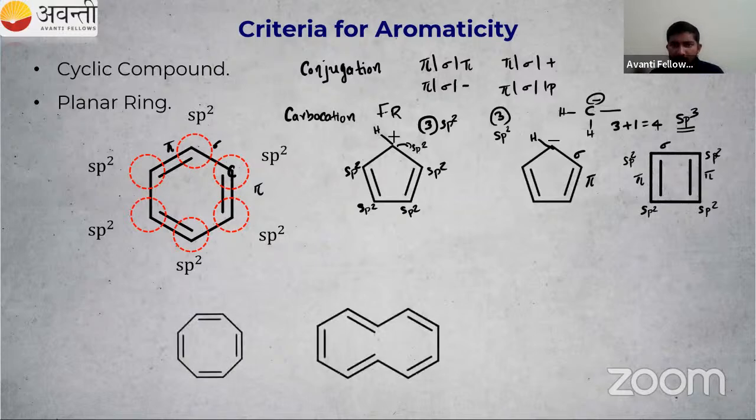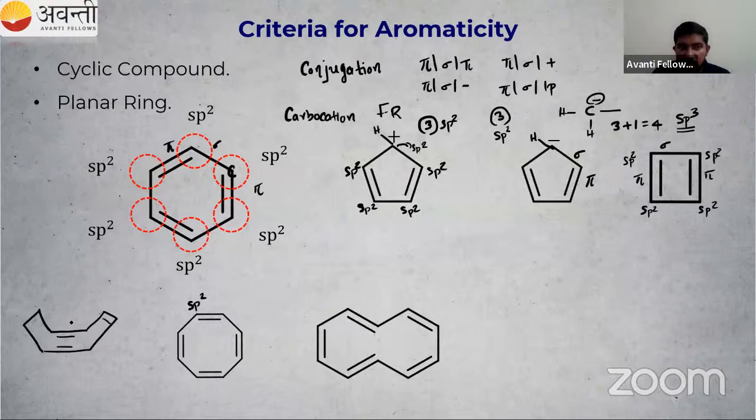Okay. Then let us check some more examples. Can you tell me, ring or not? Yes, of course, it is a ring. Then planarity. If you see, you will tell me, yes sir, of course, sp2, sp2, sp2, so it is planar in nature. But this is not the actual structure of this one. The actual structure is like this one. So like this.